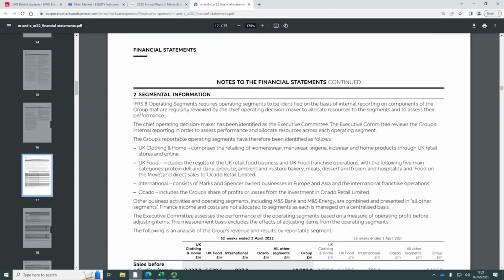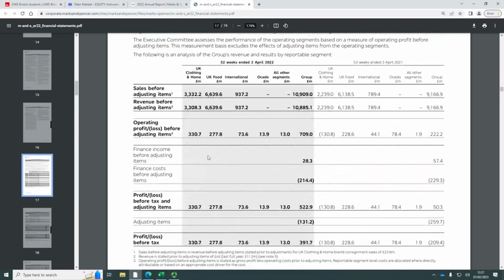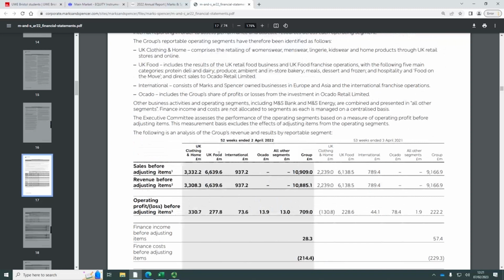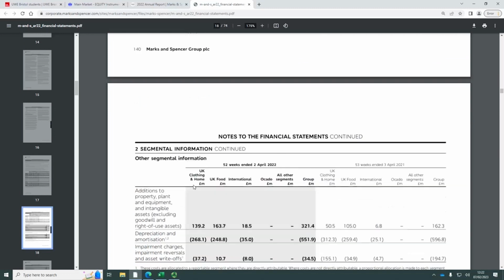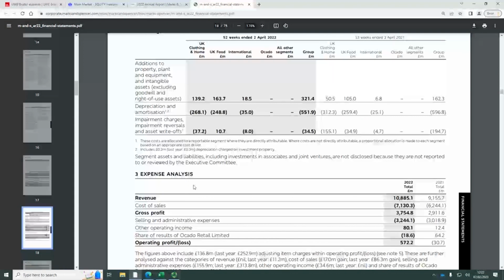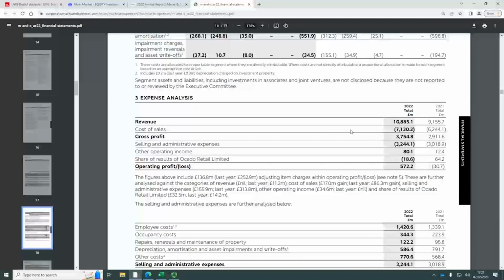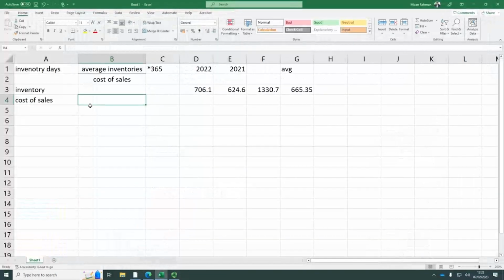So this is my note 2, which is segmental reporting. It explains how we made all the sales. So that could be useful for receivable days, which we will come back to. And here it is, my figure for cost of sales is given here, 7130.3. I have all the data now, and I can put that in my formula.